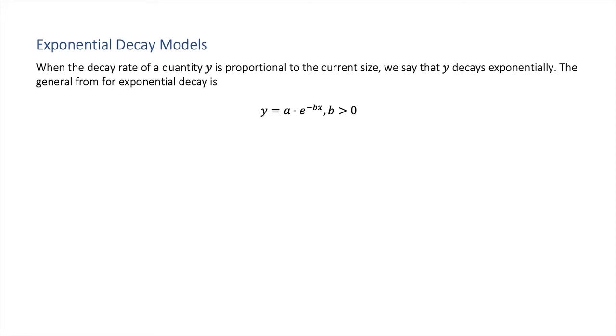Similar to exponential growth, we also have exponential decay models where the decay rate is proportional to the current size. The model for exponential decay is actually the same thing as exponential growth, but our exponent is negative: a times e to the negative bx, where b is positive. So if b is positive, then negative b is negative. The form of exponential decay is actually the exact same.